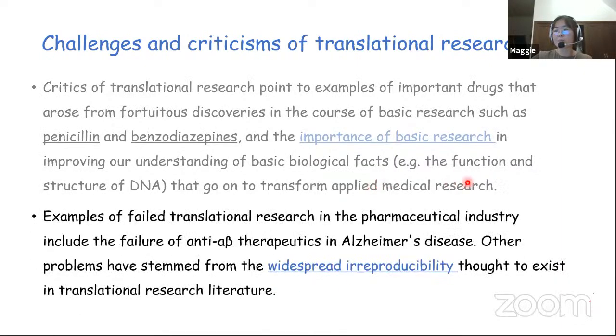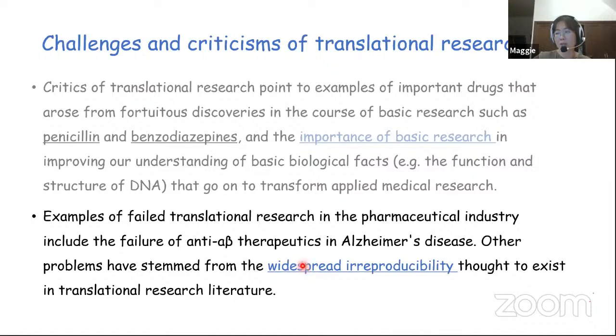And also, a lot of translational research has failed in study. For example, in Alzheimer's patients, the doctors can find high levels of amyloid beta protein in the patient's brain. However, when they took these findings back to the lab, they developed a lot of drugs targeted to amyloid beta therapy, but all of them failed.